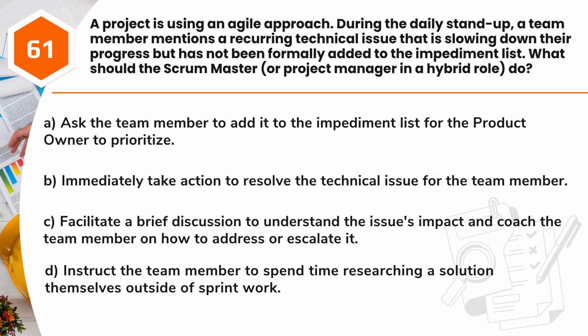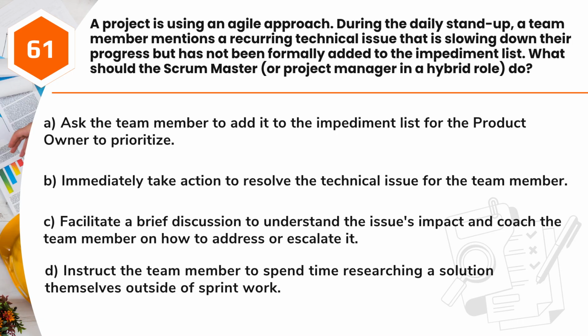Question 61. A project is using an Agile approach. During the daily stand-up, a team member mentions a recurring technical issue that is slowing down their progress but has not been formally added to the impediment list. What should the Scrum Master, or project manager in a hybrid role, do?